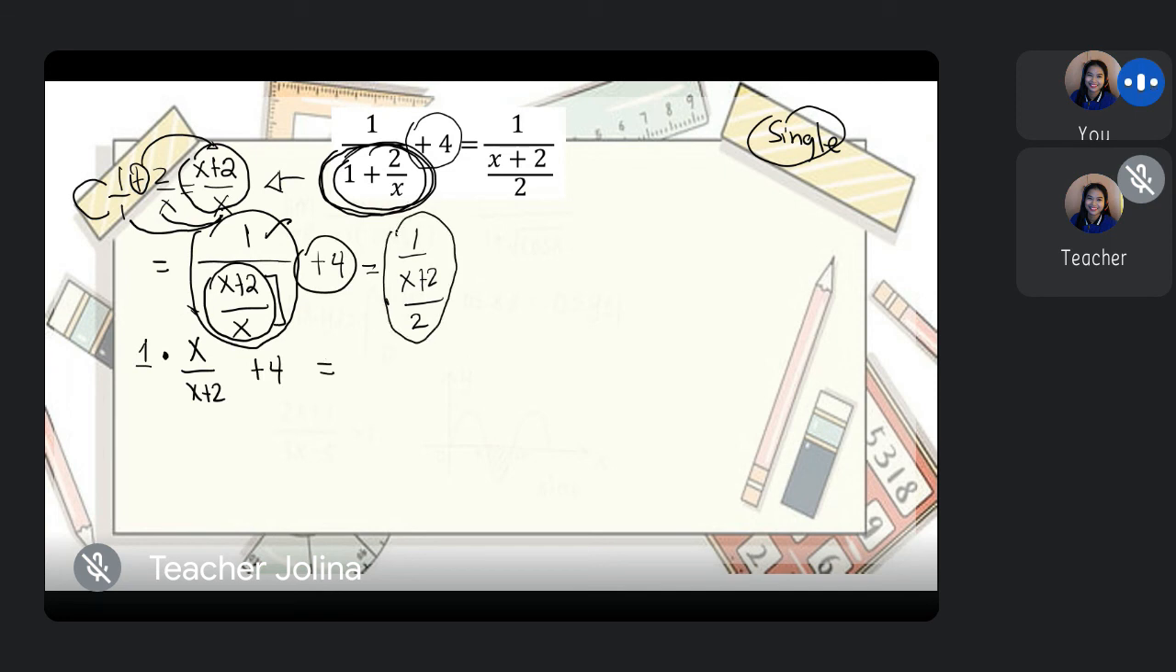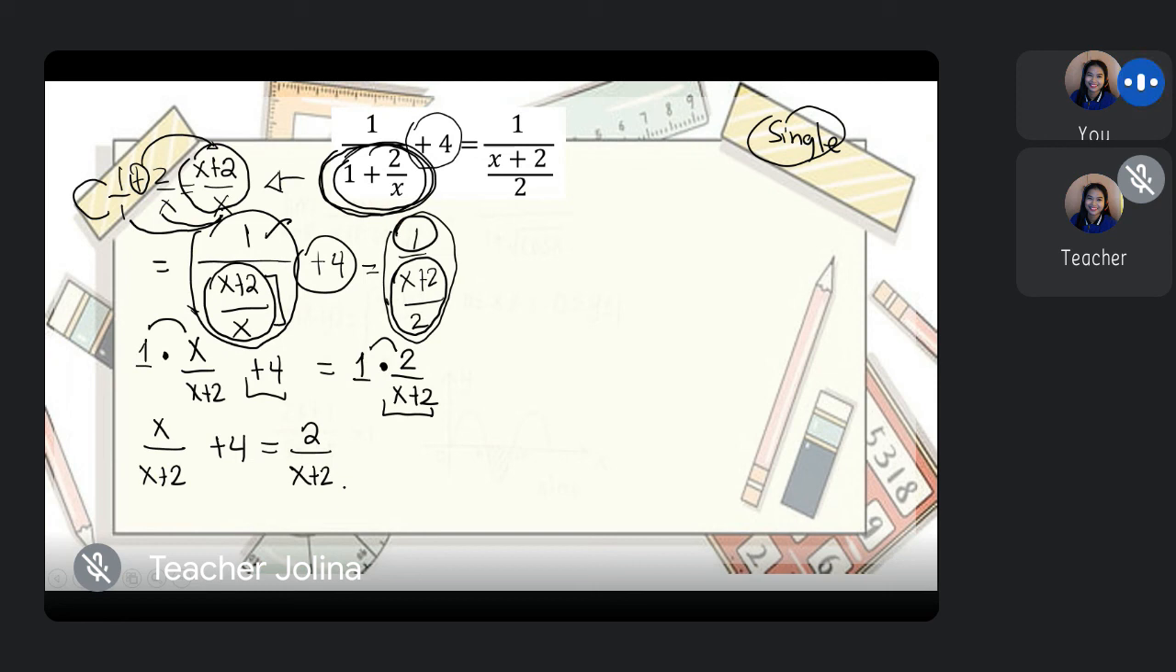Apply nyo lang yung division ng fraction. So, copy the numerator which is 1 and then change yung division operation into multiplication and then get the reciprocal ni denominator. So, ano bang reciprocal ni x plus 2 over 2? Baliktarin nyo lang, magiging 2 over x plus 2. Okay? And then after nun, simplify nyo lang para mas makita natin yung single fraction. So, magiging 1 times x is x and then copy lang natin yung denominator na x plus 2. And then copy natin yung plus 4 equals 1 times 2 ulit is 2 over copy lang natin yung denominator na x plus 2.